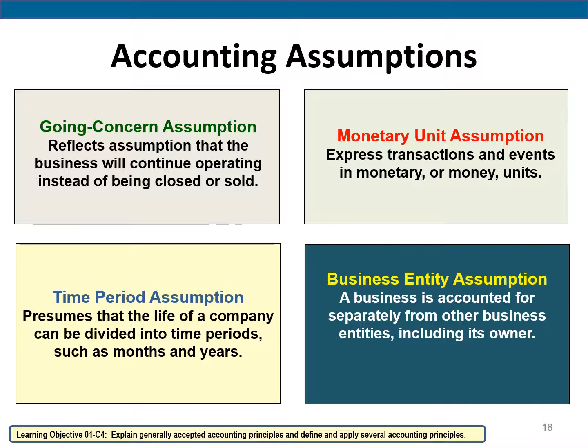So it presumes that the life of a company can be divided into time periods. So you can divide it into months, quarters, years. And then the last of the assumptions is the business entity assumption. So what that says is that the business is accounted for separately from other business entities and separately from its owner.